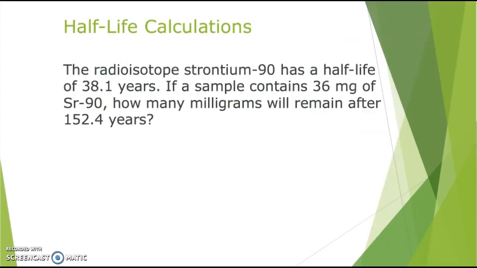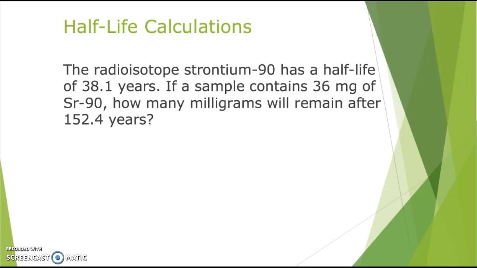Now, if we take a look at this problem right here, it helps us to understand how we can do some half-life calculations. The radioisotope strontium-90 has a half-life of 38.1 years. So half of that radiation would decay in 38.1 years. If a sample contains originally 36 milligrams of Sr-90, how many milligrams will remain after 152.4 years?